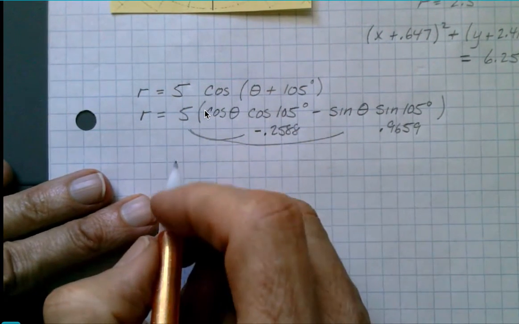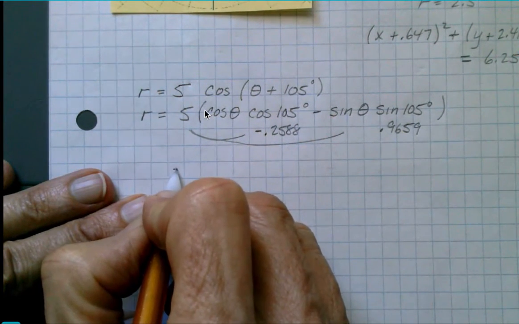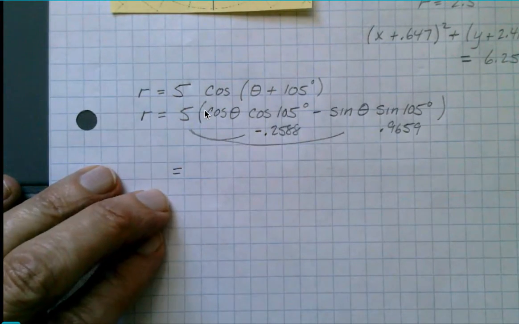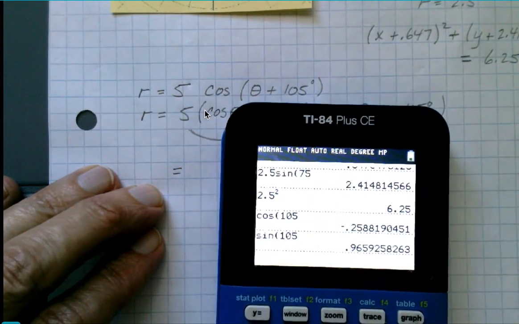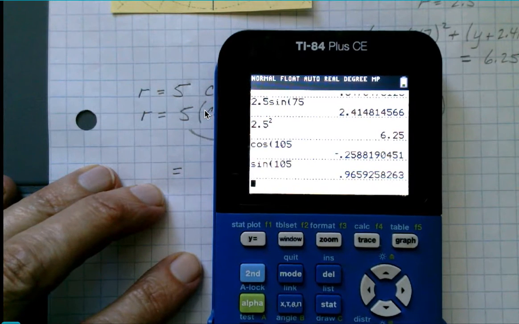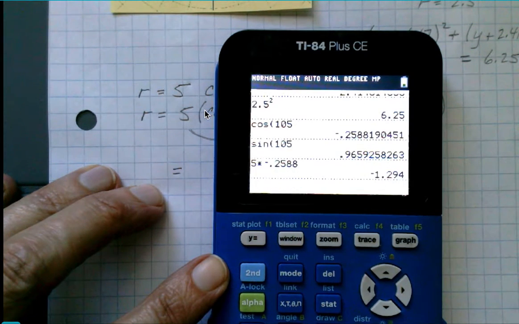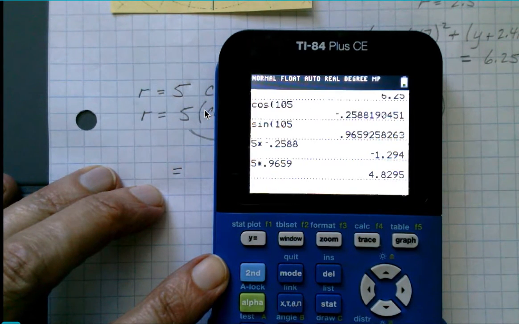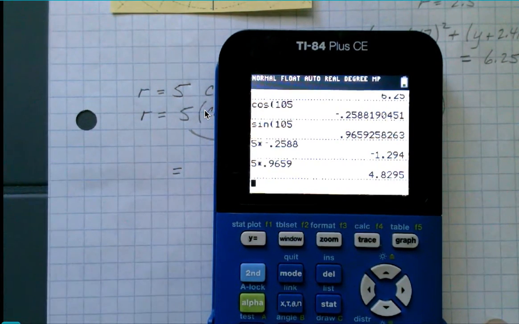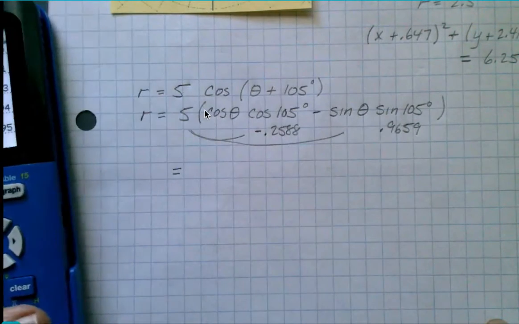And so what are we now looking at when we do that? Well, we have 5 times negative 0.2588 equals that. And then I'll do 5 times the other number as well, 5 times 0.9659. I'm going to go ahead and record those values onto my paper.